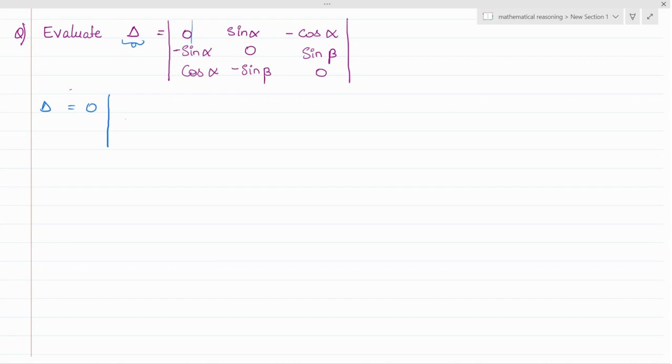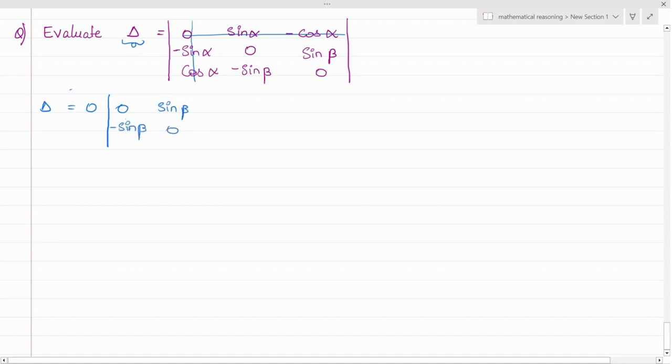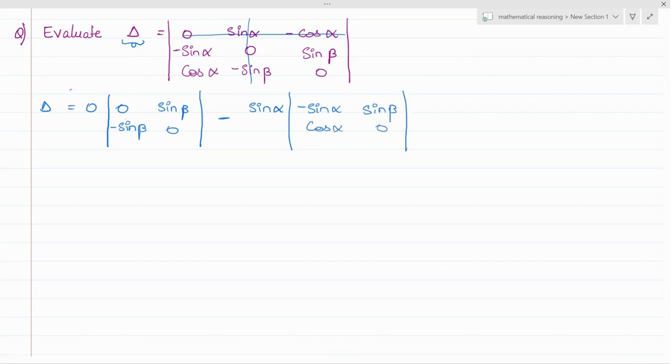M11 is nothing but eliminating its first row and the first column. The leftover elements are 0, sine beta, minus sine beta, and 0. Minus A12, that is sine alpha, and M12 is eliminate its first row and second column. The leftover elements are minus sine alpha, sine beta, cos alpha, and 0. Next, A13 plus minus cos alpha, eliminate its first row and third column.